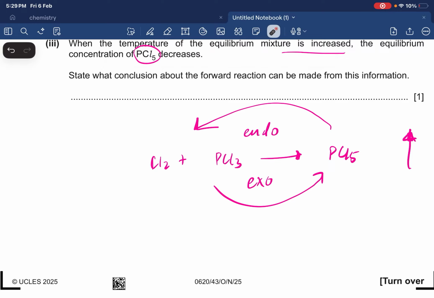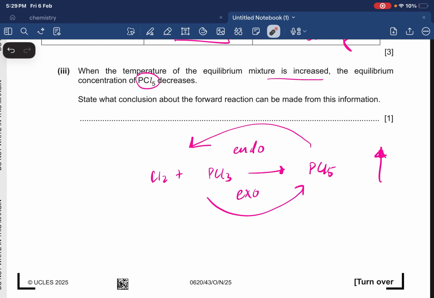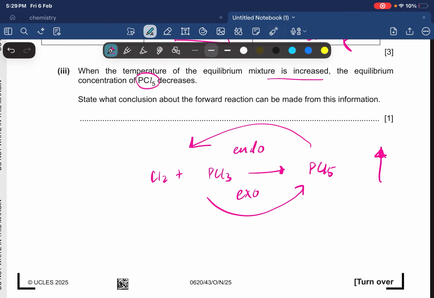I'm going to explain it to you again. When the temperature of the equilibrium is increased, the equilibrium concentration of PCl5 decreases. So when you increase temperature, the equilibrium basically tries to decrease it, and to decrease it, it's going to move backward. If it's moving backward to decrease it, that means it's endothermic, right? If backward is endothermic, then forward is going to be exothermic. So we're going to tell that the forward reaction is exothermic.